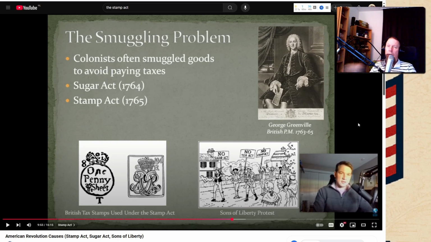comes from. Yeah, okay. I want to know how much was this stamp tax? Because the Sugar Act was then 3 pence, but he didn't tell me how much was the Stamp Act. What do you need to pay to get a stamp?